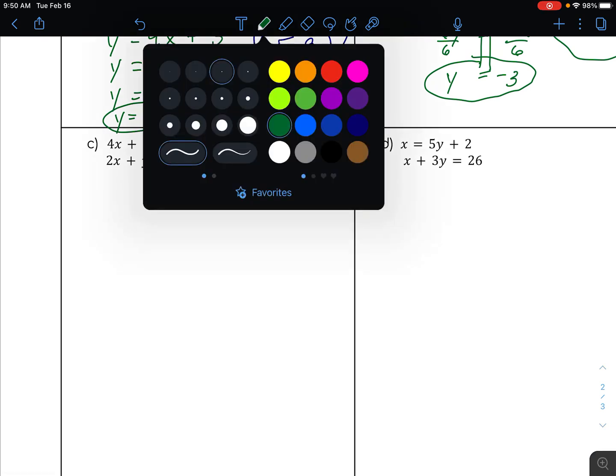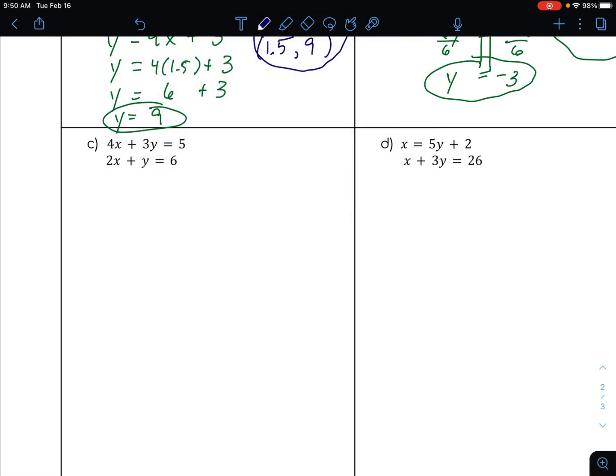All right, C. This is one of those problems where you don't have the same coefficients and we don't have one of the equations solved for y. So remember what we talked about on the first page with this one. What we're going to do is solve it for y first. So we're going to take that second equation and solve it for y to get y equals 6 minus 2x. And now I'm going to go ahead and do my substitution.